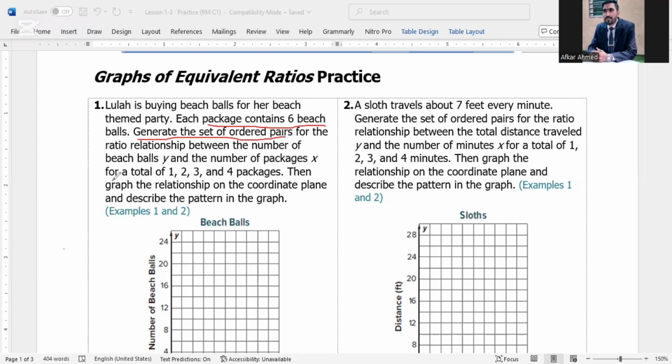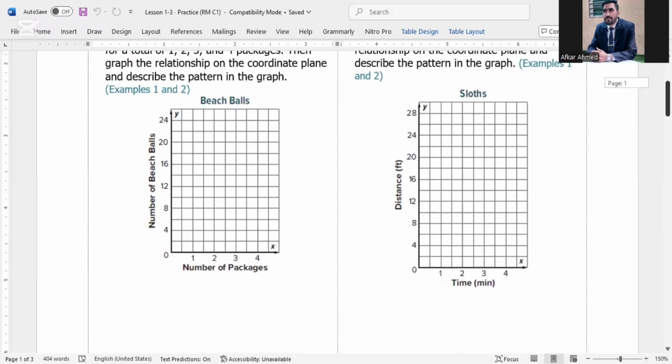The packages are given, you must have at least 4 packages, 1, 2, 3, and 4 packages, and in each package the number of balls is 6. So we need to generate the ordered pairs. Then we will make the graph, and the third point will be to describe the pattern at the end. So starting from the first one, if it is asking for the ordered pairs, we will write here the values of x and y, we call them the ordered pairs.